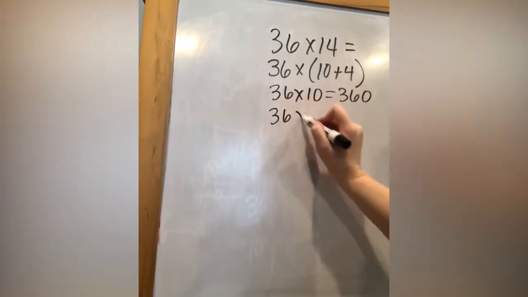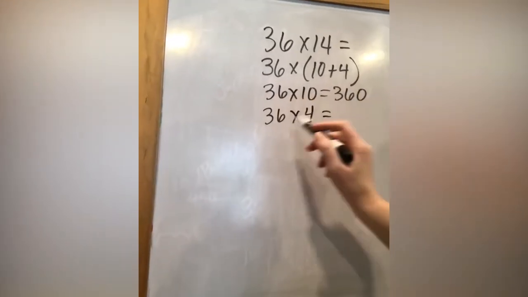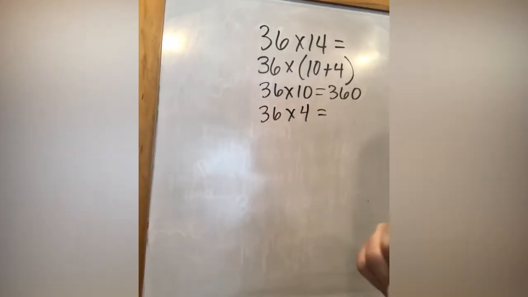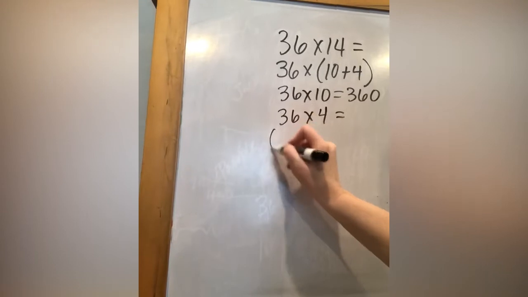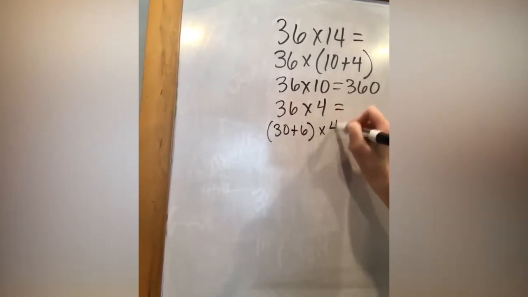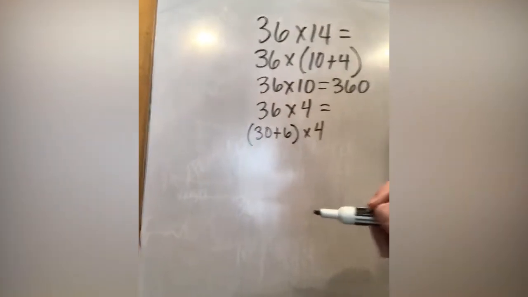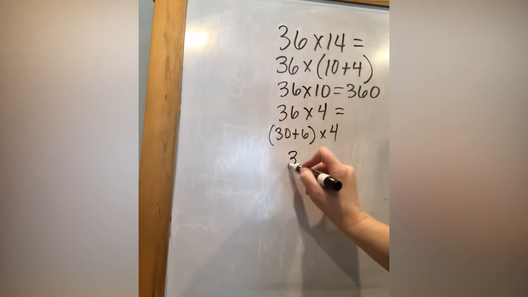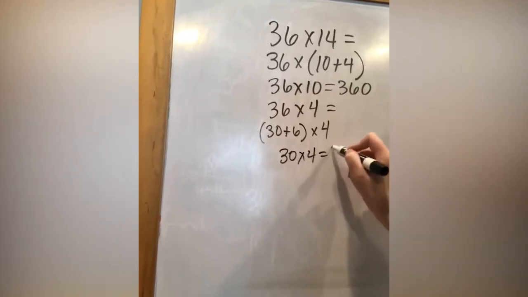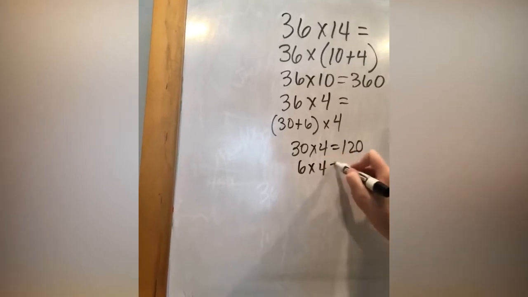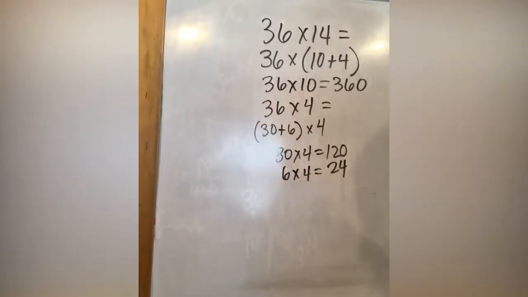Now I just have to do my 36 times 4. And again, even that's a little tricky to keep track of in my head. So now I'm going to go ahead and divide up my 36 into 30 plus 6. And again, use my distributive property here. So I'm going to do 30 times 4 and then 6 times 4. So 30 times 4 is going to give me a product of 120. 6 times 4 is going to give me a product of 24.